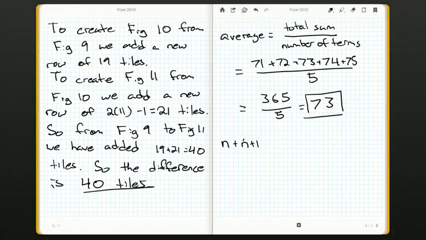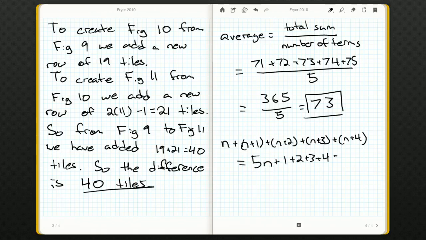n plus 1, n plus 2, n plus 3, and n plus 4. Well, we don't really need the brackets there. I'm just showing you where the numbers are coming from. If we collect like terms, we have 5 n's plus 1, plus 2, plus 3, plus 4. 5n plus 10. So we have our simplified sum of those 5 numbers.